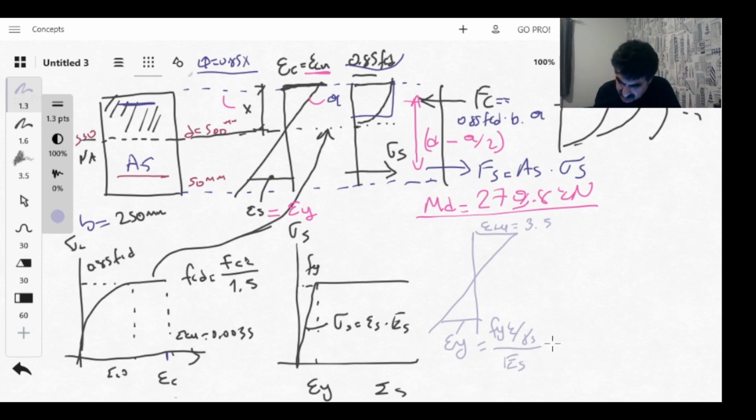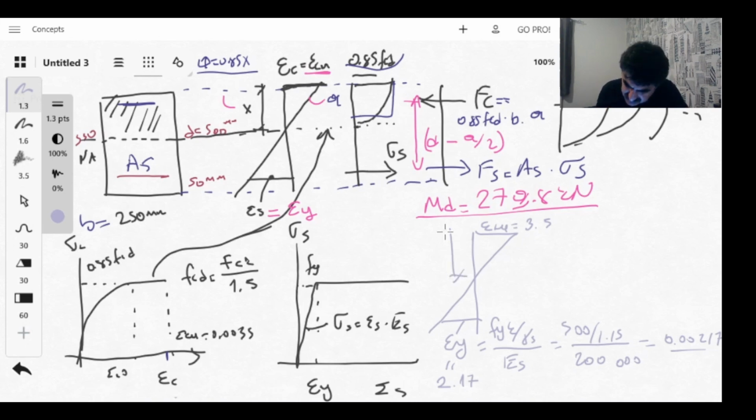So 500 divided by 1.15, divided by 200 gigapascal or 200,000 megapascal. So this is equal to 0.00217. Okay, so if I get rid of these zero values, I can consider this epsilon y as 2.17 in 1000.